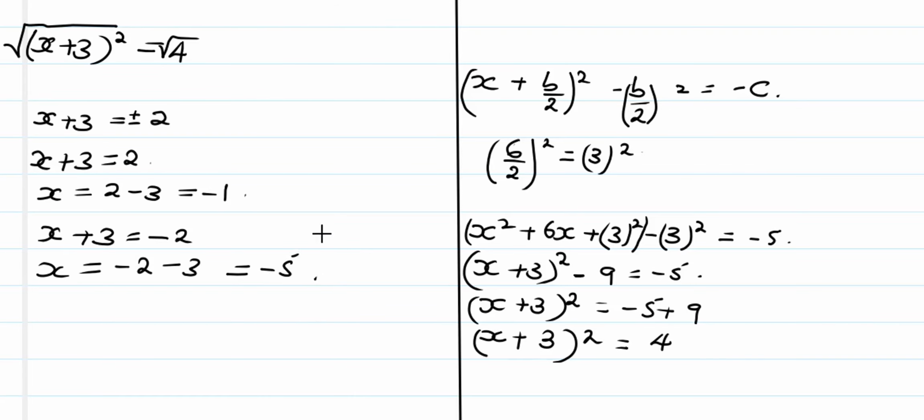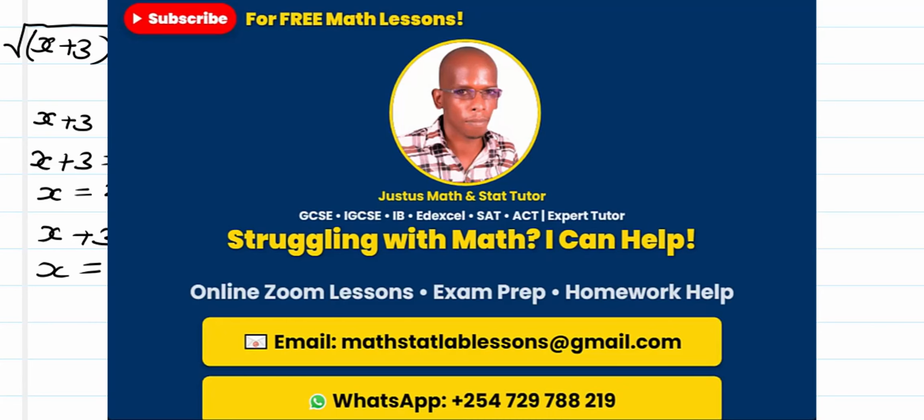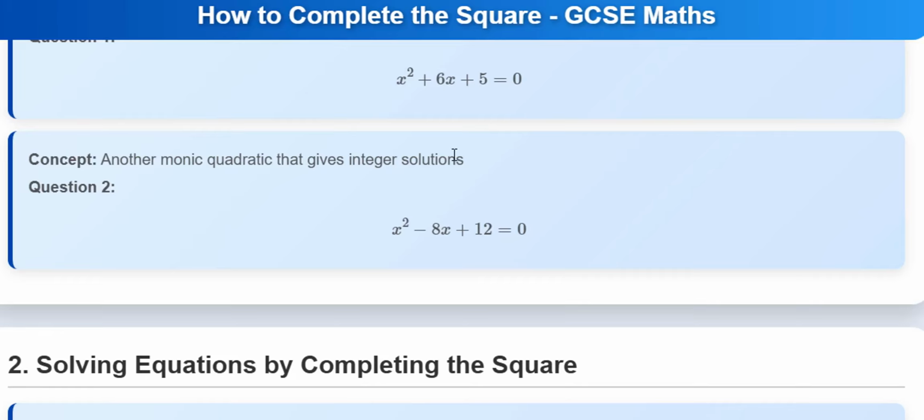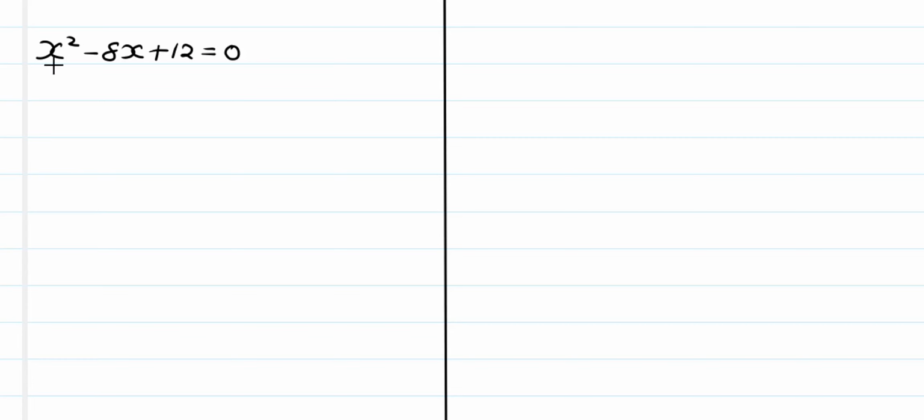Can we try another example? So in this question, you are given x squared minus 8x plus 12 is equals to 0. You are told to complete the square, then solve the equation.